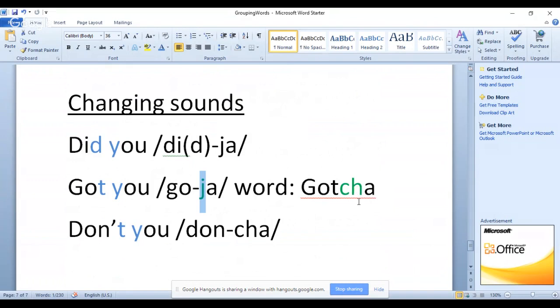And then this last one, "don't you," "don't ya." So we're eliminating that T at the end. And I'm sure "didn't ya," "didn't ya." If I do that, let's see, "didn't ya," yeah, "didn't ya."